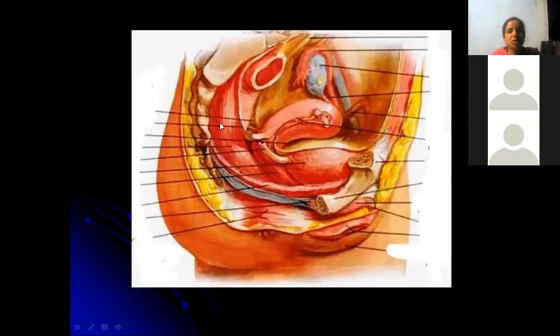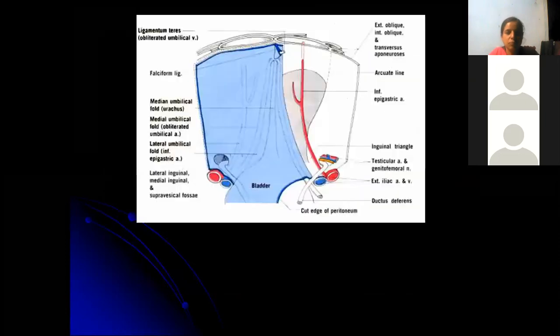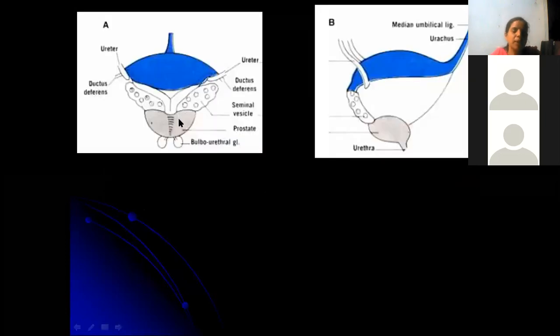This is the female section. How to see the urinary bladder, uterus, rectum, anal canal. See, this picture is better. You will have a much better, colorful picture.